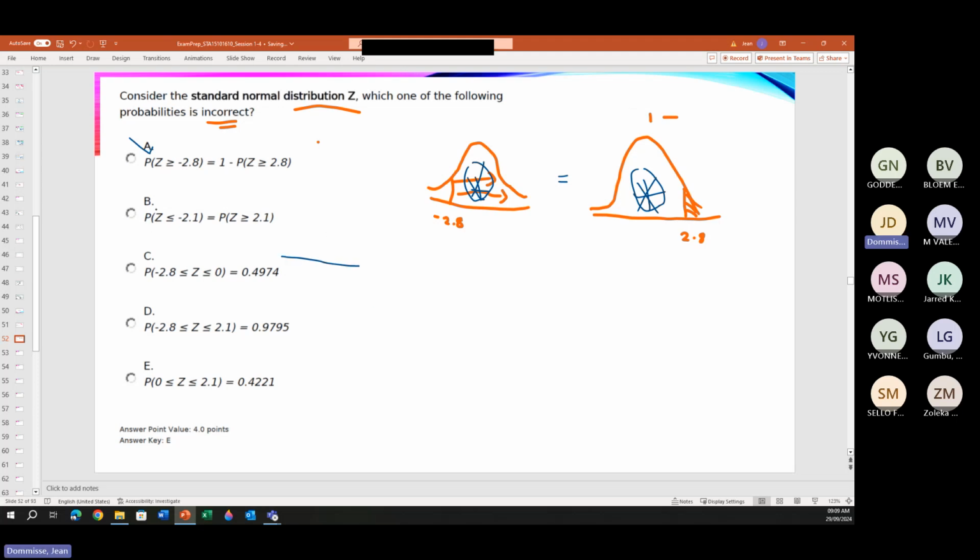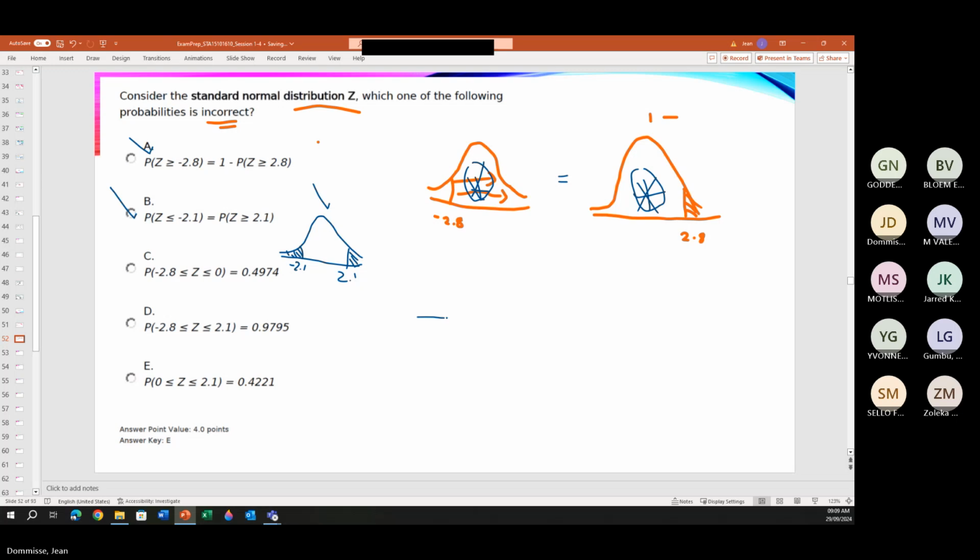So let's look at option B. So Z smaller or equal to 2.1. So if that is minus 2.1, that small area is equal to Z bigger or equal to 2.1, and we know that is correct. So that is also correct.